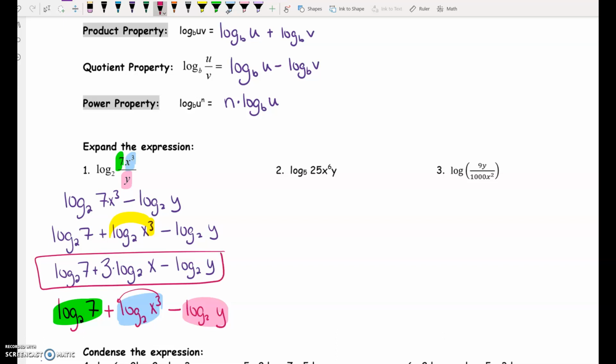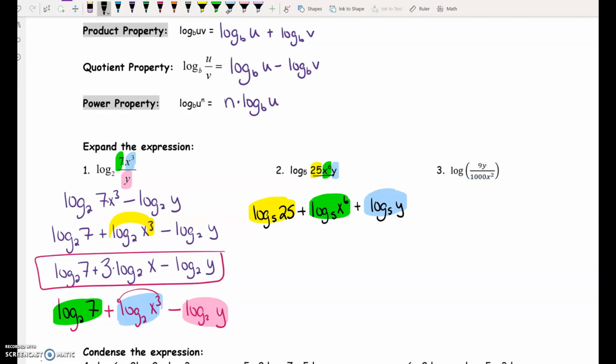Let's try number 2 using the shortcut. So using my shortcut, you've got 25, you've got x to the 6th, and you've got y. So we are going to write out 3 separate logarithms and then decide what to put in between them. So I've got log base 5 of 25, log base 5 of x to the 6th, and log base 5 of y. These are all on the top. There is no bottom, so all of these logs are going to be positive.